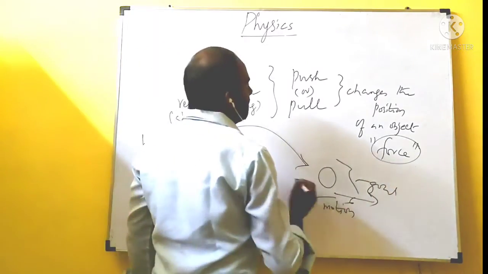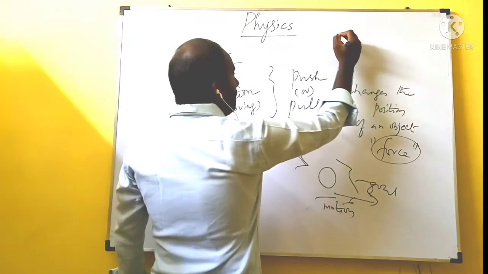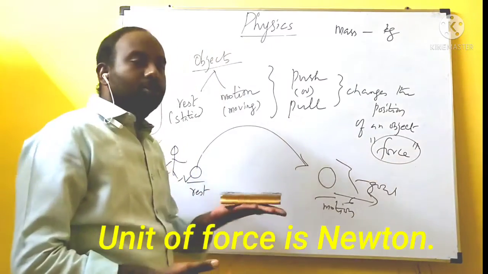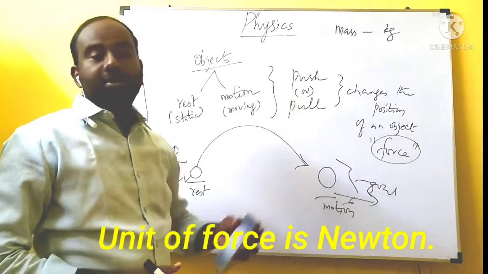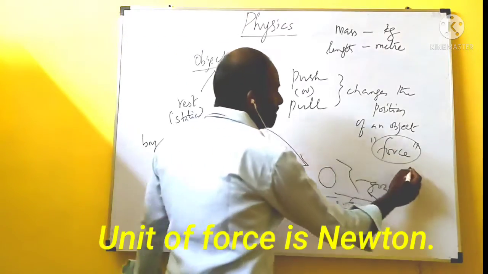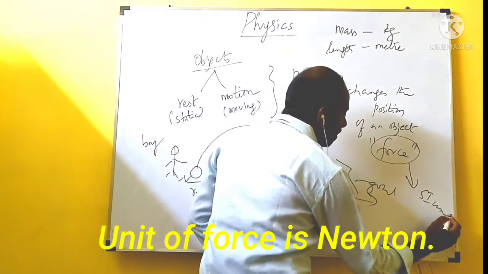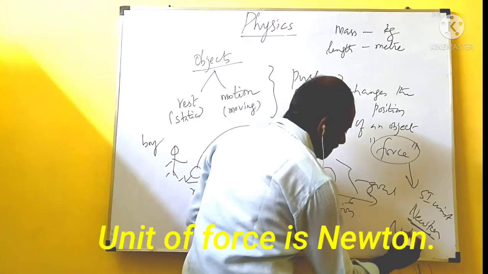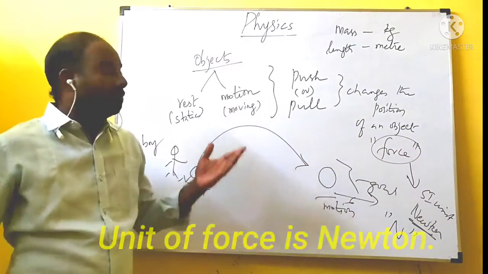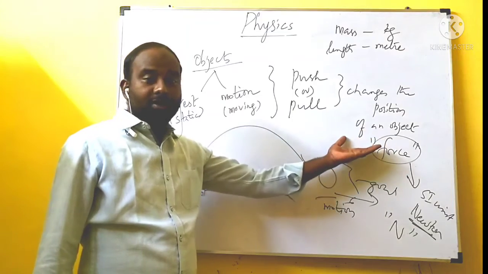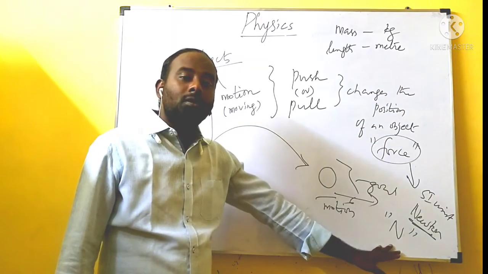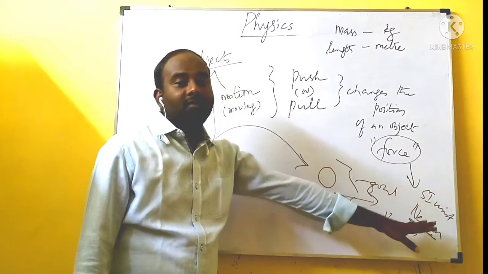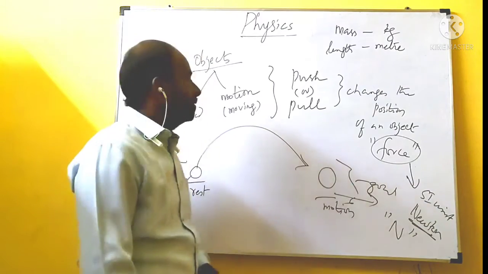Now how is force measured? For example, mass is measured in kilogram, like 200 grams. Similarly, force is also measured by an SI unit called Newton. This Newton is referred to as N. So I have just explained the definition of force as well as the unit of force. This unit is named after the scientist Sir Isaac Newton.